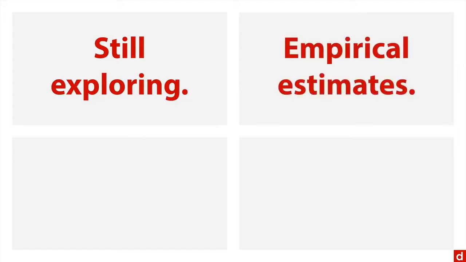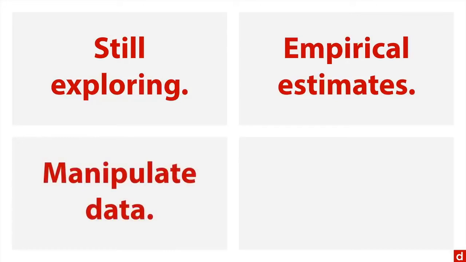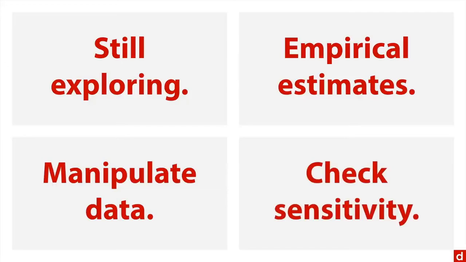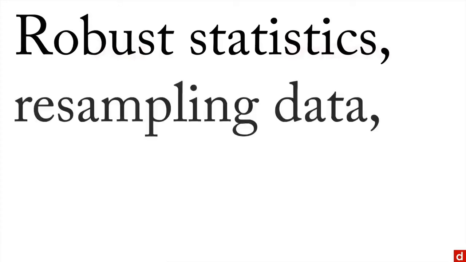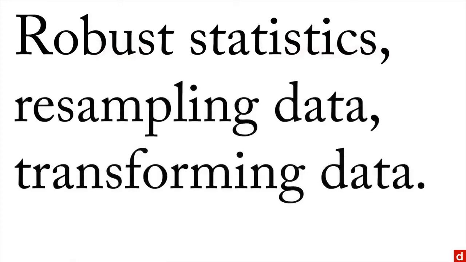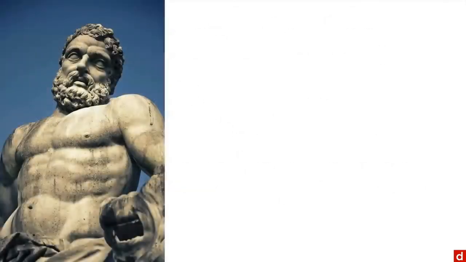This might be an opportunity to get empirical estimates, that is, of population parameters as opposed to theoretically based ones. It's a good time to manipulate the data and explore the effects of manipulating the data, looking at subgroups, looking at transforming variables. Also, it's an opportunity to check the sensitivity of your results. Do you get the same general results if you test under different circumstances? So we're going to talk about things like robust statistics and resampling data and transforming data. So we'll start with robust statistics.